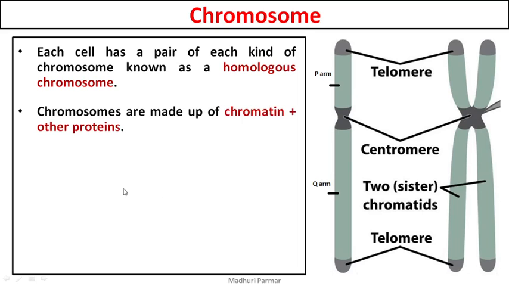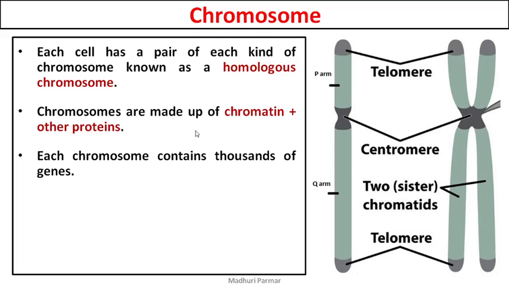Chromosomes are made up of chromatin plus other proteins. Chromatin is histone plus DNA, and apart from histone plus DNA, you also have some other proteins like condensin present in the chromosomes. Each chromosome consists of thousands of genes. So if you take this as one chromosome, it will have many genes.